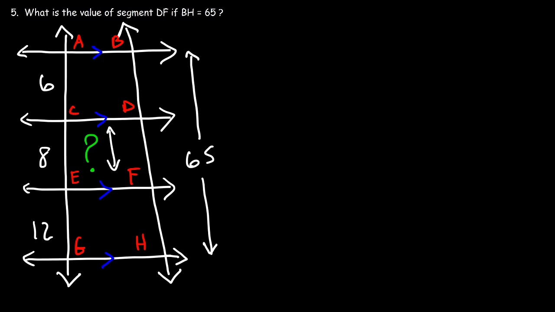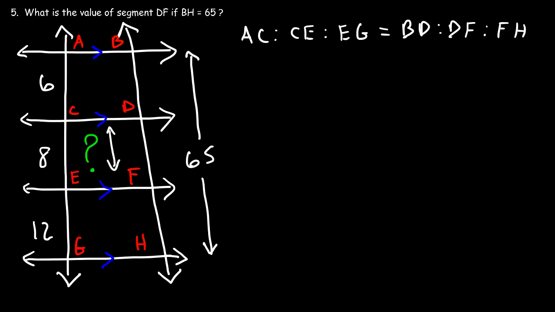It's important to understand that the ratio of the segments on the left side is equal to the ratio of the segments on the right side. So that means that the ratio between AC, CE, and EG is the same as the ratio between BD, DF, and FH. So the ratio between AC, CE, and EG is just these numbers right here. It's 6 to 8 to 12.